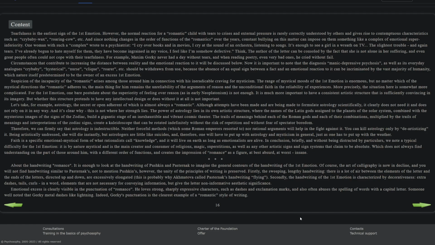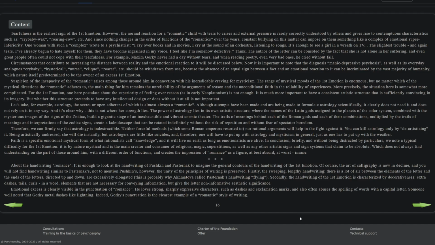Therefore, we can firmly say that astrology is indestructible. Neither forceful methods, which some Roman emperors resorted to, nor rational arguments will help in the fight against it. You can kill astrology only by de-artisizing it. Being artistically undressed, she will die instantly. But astrologers are not suicidal, and therefore one will have to put up with astrology and mysticism in general, just as one has to put up with the weather. So I guess we're stuck with it. As long as it's cool and mystical and artistic and pleasing to emotion, we're stuck with astrology forever.